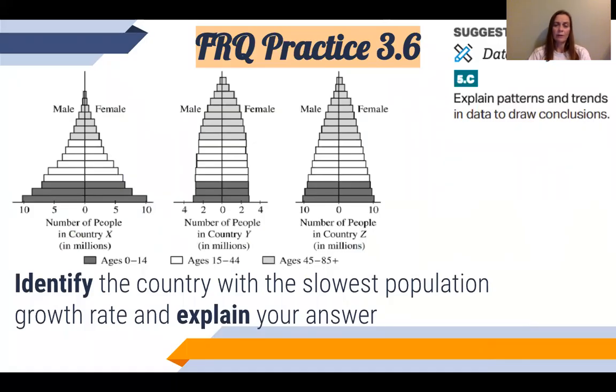Okay, so our little FRQ practice for today, I would like you to take a look at these three population pyramids or age structure diagrams. I want you to identify the country with the slowest population growth rate, and then I want you to explain your answer. So remember, focus in on what those cohorts tell us and what the relationship of the cohorts tell us in order to explain your answer.